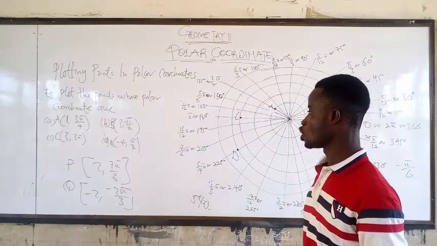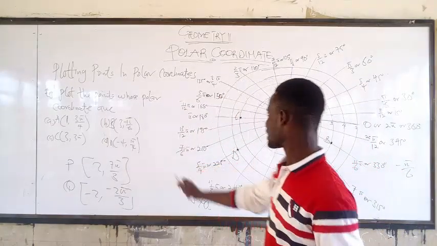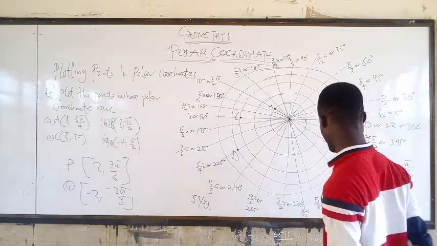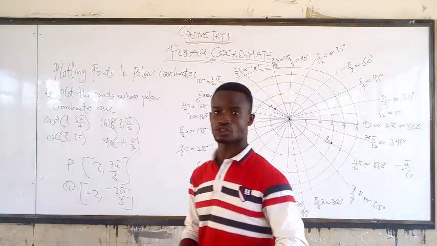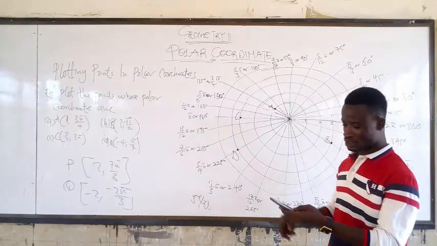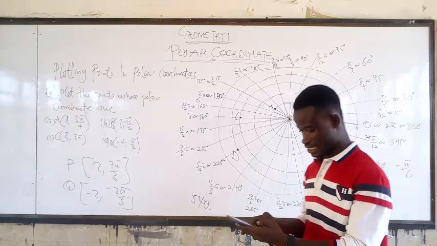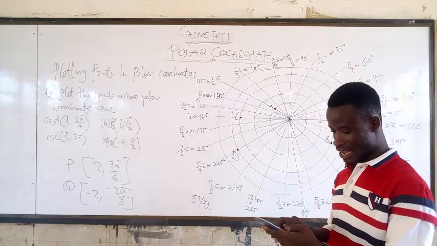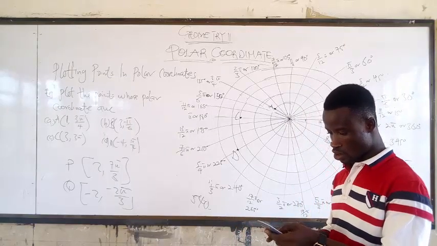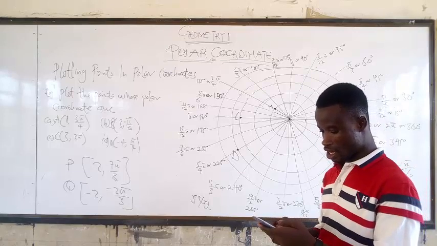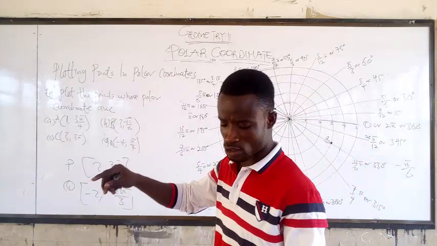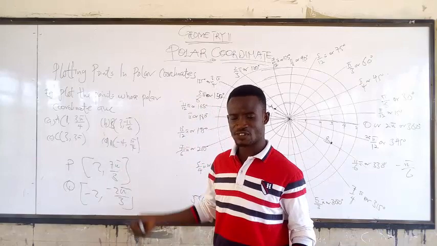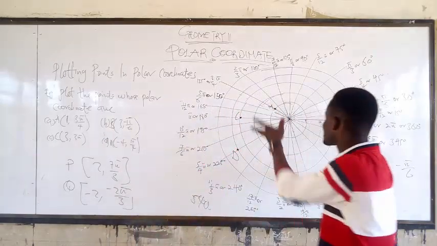Alright, so now let's see. 7 pi over 3. Where is 7 pi over 3? Let's compare to degrees and see. 7 pi over 3 times 180 over pi. Oh, that is 420 degrees. So 7 pi over 3 is 420 degrees. That's why you can see it here.